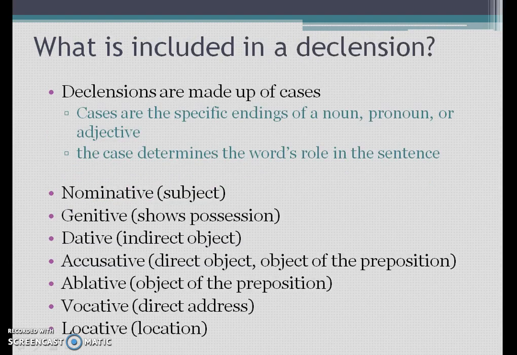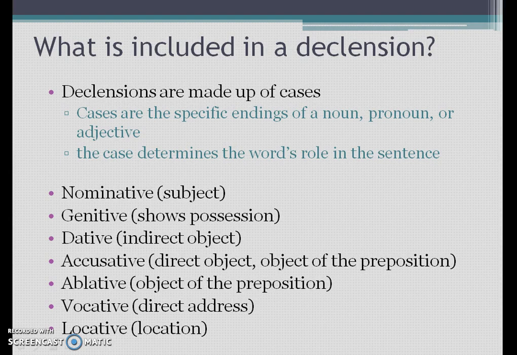What is included in a declension? Declensions are made up of cases. We use 7. 5 are extremely common. Those are nominative, genitive, dative, accusative, and ablative. The other two, vocative and locative, are not as common.